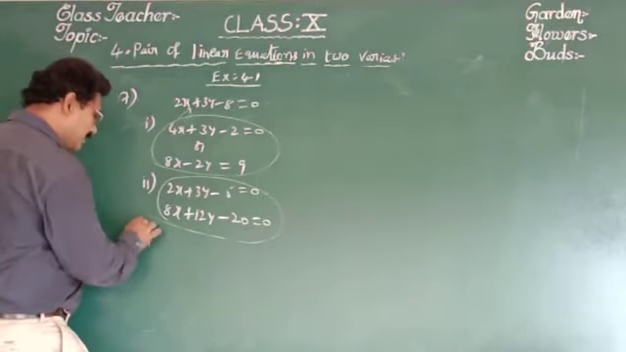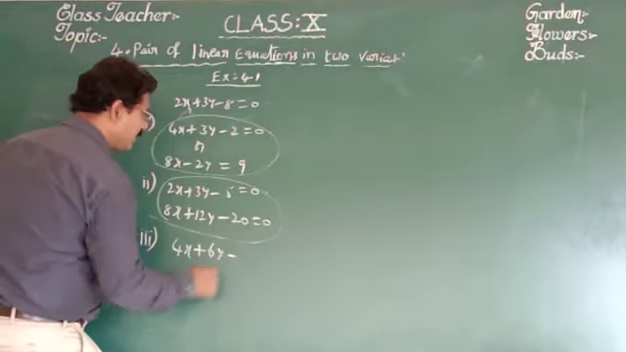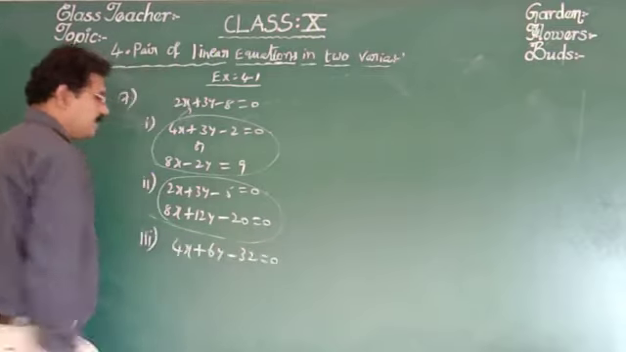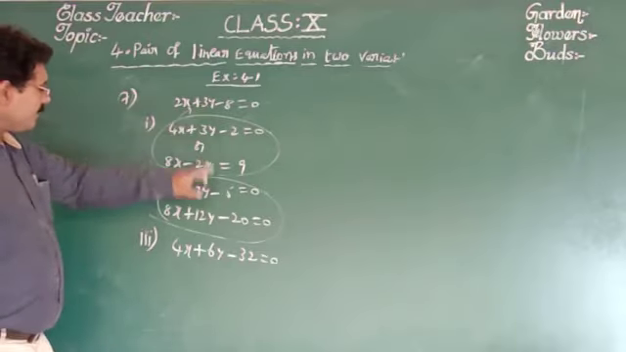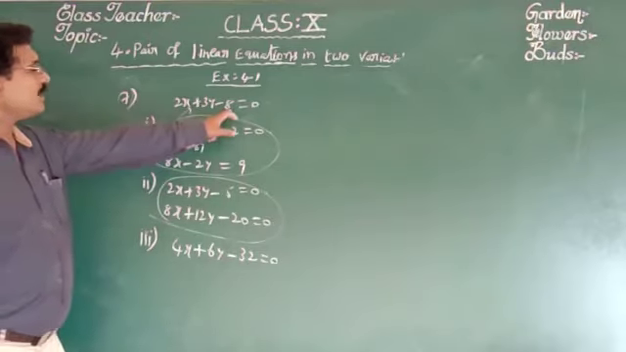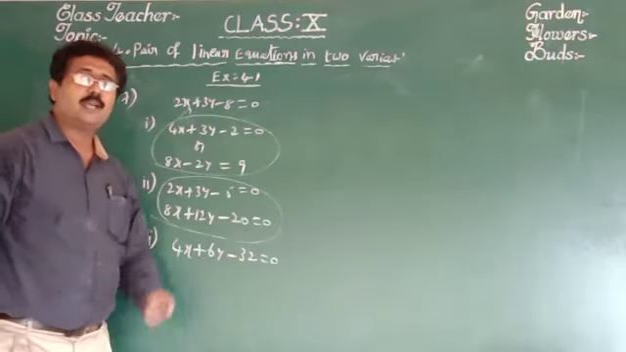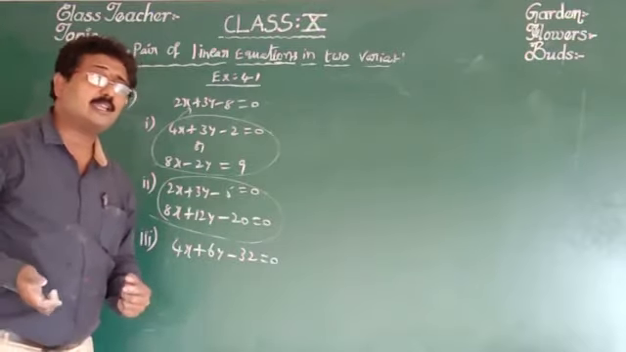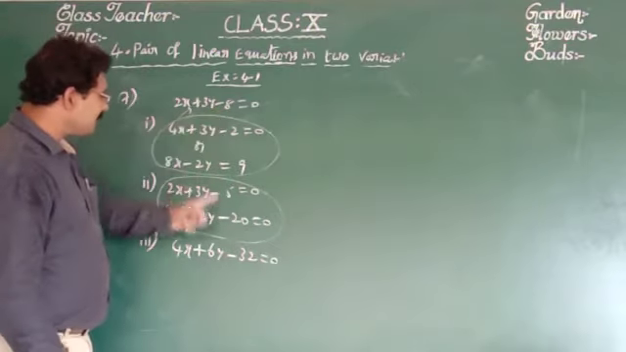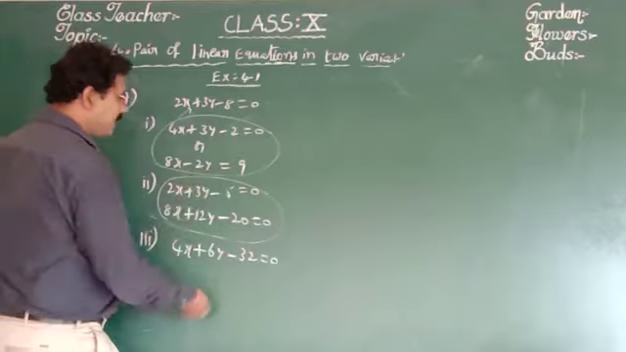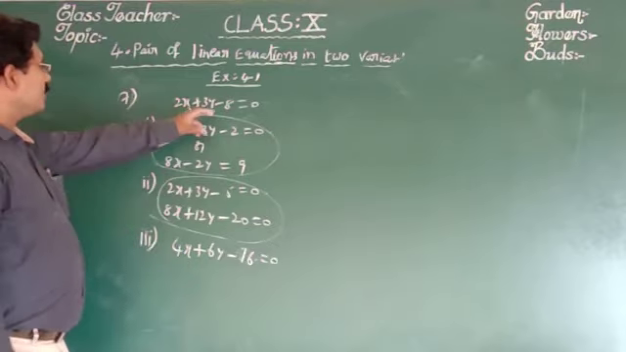Next, three: coincident with the equation. Now suppose 4x plus 6y minus 32 is equal to 0. What is a1 by a2? 2 by 4, 1 by 2. What is b1 by b2? 3 by 6, 1 by 2. What is c1 by c2? Minus 8 by minus 32, that is 1 by 4. But recall that for coincident lines, a1 by a2 is equal to b1 by b2 and also equal to c1 by c2. So how to get that here? 1 by 2 again. So minus 8 by minus 16 is equal to 0. So this is the way to write the equation.